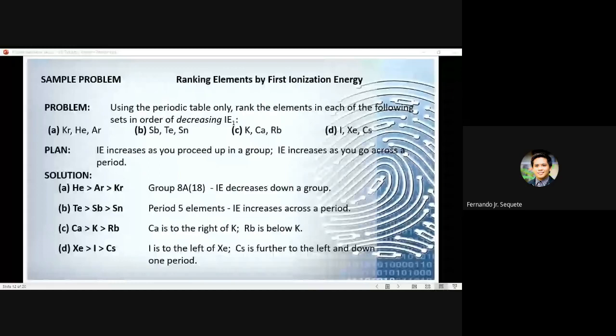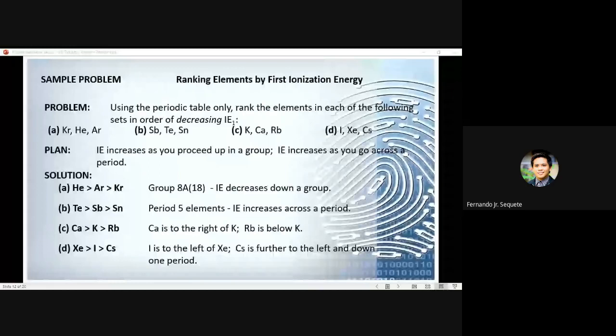So isang period ito, therefore, according to our trend, our ionization energy is increasing from left to right. So dapat ang titingnan natin dito, kung sino yung nasa pinaka-right, siya yung nasa pinakauna. Okay? So we have tellurium, SB, and SN. So that is the reason why siya yung tamang sagot.